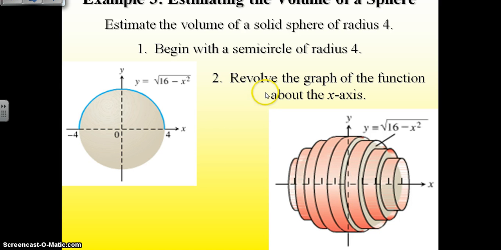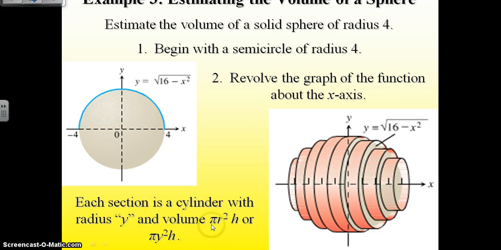Before, when we were finding the area under the curve, we broke it up into flat rectangles and we found the area of each rectangle. Well, that doesn't exactly help me here if it's a three-dimensional object. So what I'm going to do is break up my sphere into cylinders. You see the cylinders here. Here's one, and here, and here, and here, and so on. I'm going to break it up into cylinders because I do know how to find the volume of a cylinder. The volume of a cylinder is pi r squared h.